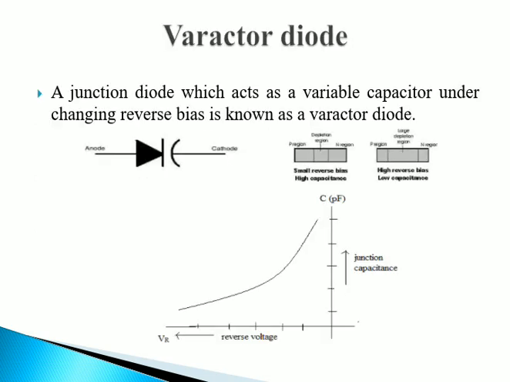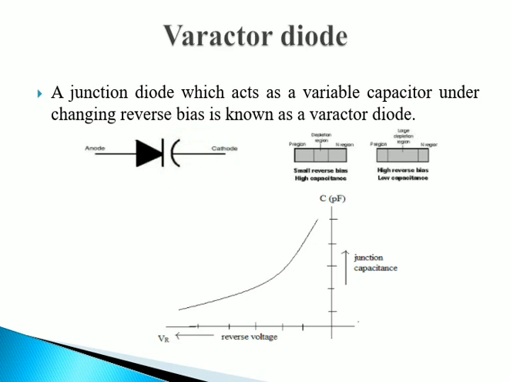Next is the varactor diode. Now this varactor diode is a junction diode which will act like a variable capacitor whenever you have a changing reverse bias. Fine, you can just see the varactor diode looks like a similar diode, but you can see the other terminal is a bit curved in form. Now for the normal operation, your varactor diode should always be reverse biased.